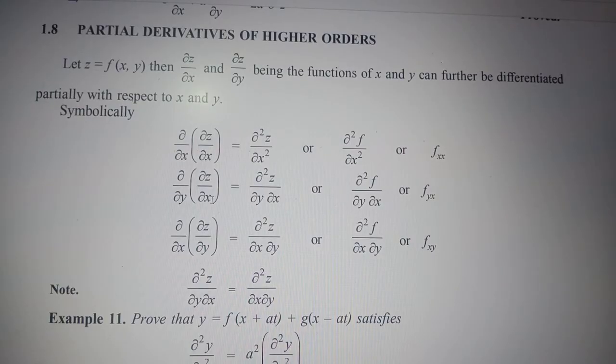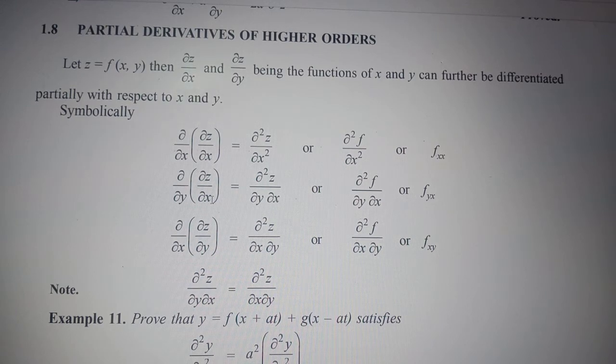Next we are going to partial derivatives of higher orders. Let z is equal to f of x comma y. Then dou z by dou x and dou z by dou y, being functions of x and y, can further be differentiated partially with respect to x and y. So the partial derivatives of higher order are possible. We can further differentiate the derivatives, symbolically dou by dou x of dou z by dou x, that is dou square z by dou x square, or dou square f by dou x square, or fxx.